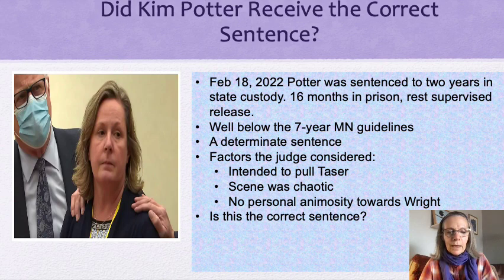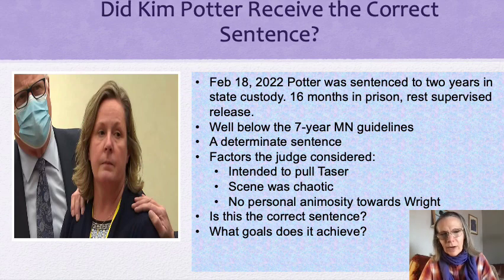As the family of the victim suggested after the hearing, they said that this was a completely inappropriate sentence, that she should have gotten at least 7 years. So what do you think? Is it the correct sentence? And what goals do you think this sentence is trying to achieve? Is it trying to send a message to other cops? Well, maybe not, but it was less than the recommended sentence. But giving her some time behind bars could be sort of just deserts, because she is going to be incarcerated for not an insignificant period of time.